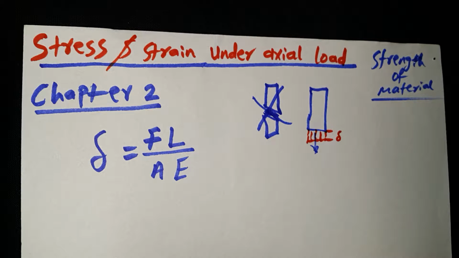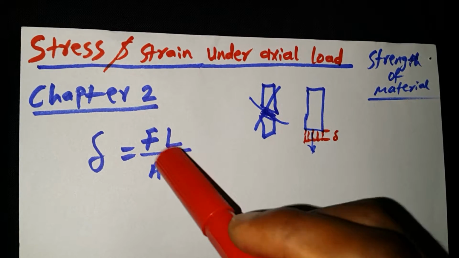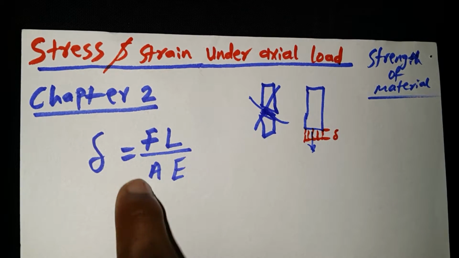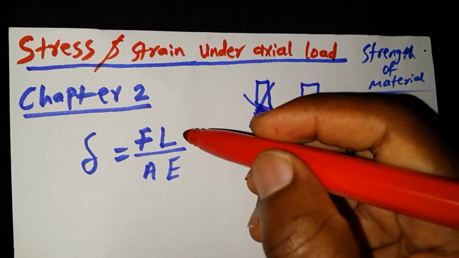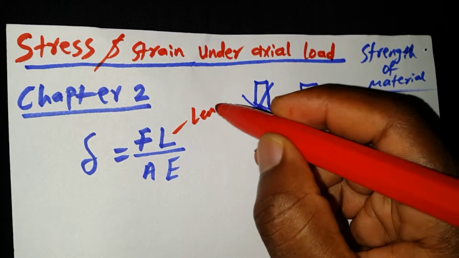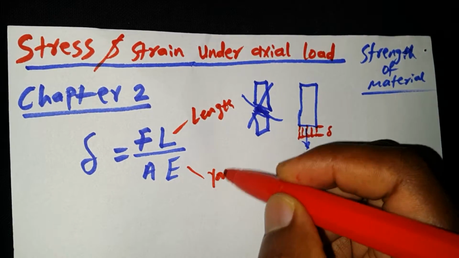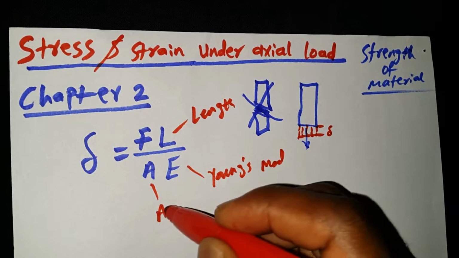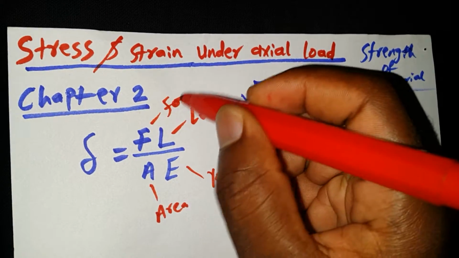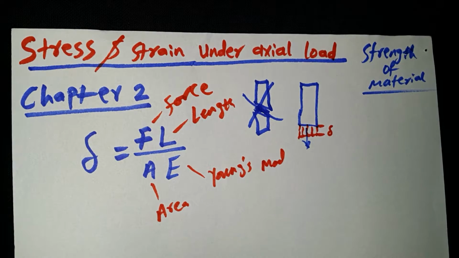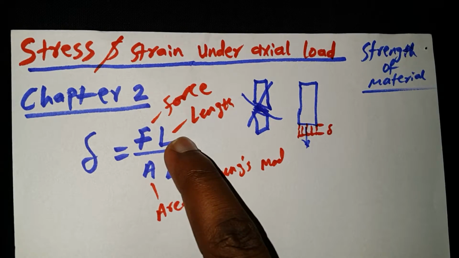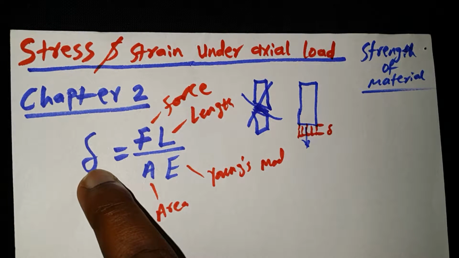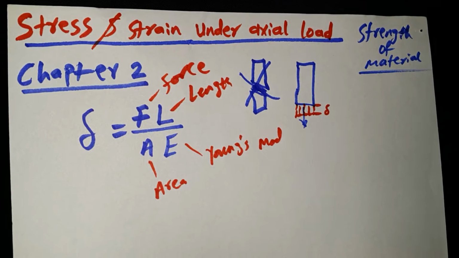From the introduction, we derived the formula for the deformation. We said the force in the member, the length, the area, and the Young modulus. This is the length of the member. This is the Young's modulus. This is the area, and this is the force in the member. When you have the force, the length, the area, and the Young modulus, you can find the deformation of that member.